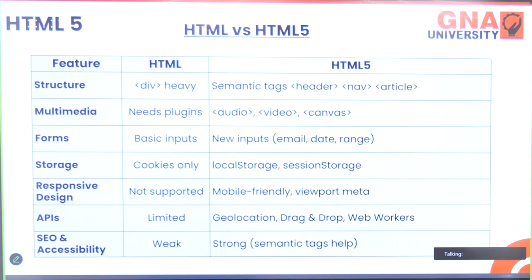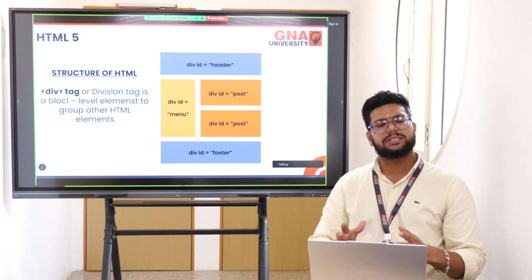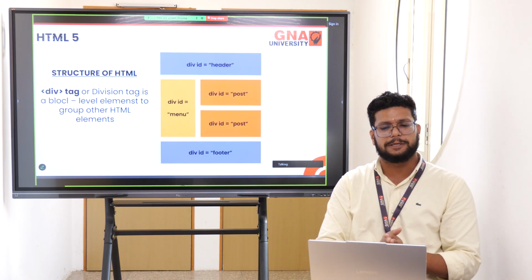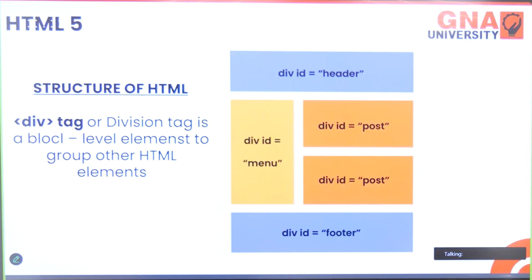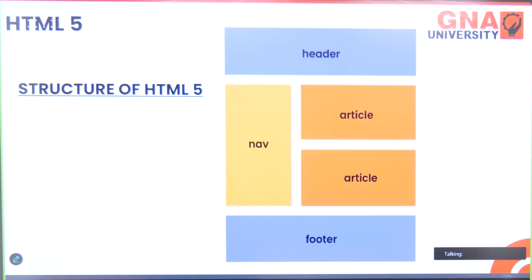Let's move forward. Look here. This is the simple structure of the previous version of HTML. Here we use multiple sections for our heading portion and footer portion, but we use the div tag, or division section. But look at our HTML5 structure: we are not using div here. We are just using particular semantic elements.